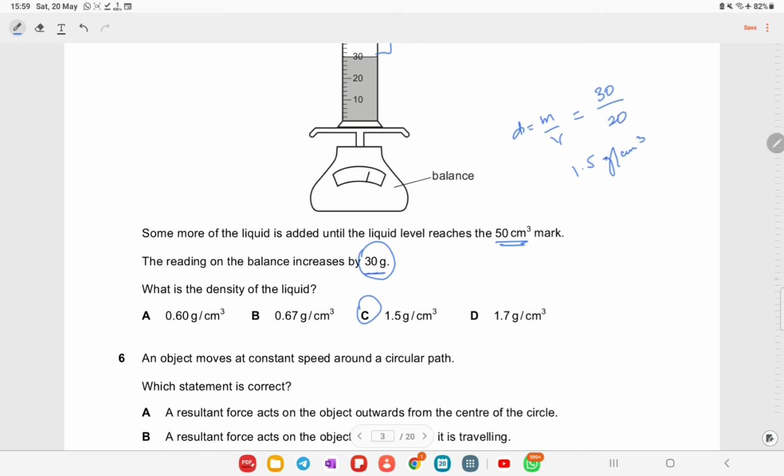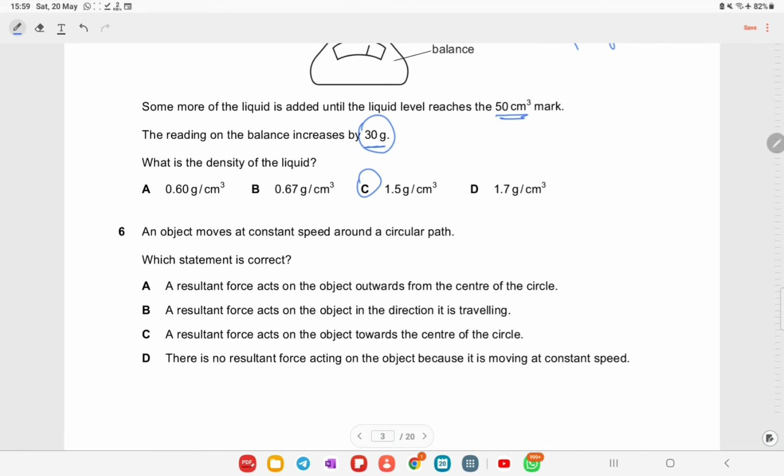Okay, moving ahead. An object moves at a constant speed around a circular path. Which statement is correct? A resultant force acts on the object outwards from the center of the circle. No, this is wrong. A resultant force acts on the object in the direction of its travel. No, because the object is moving in a circular path, so the resultant force direction would be towards the center. A resultant force acts on the object towards the center of the circle. Yes, this might be the reason. There is no resultant force acting on the object because it's moving at a constant speed. No, that's not true. So option C is your right answer for this question.